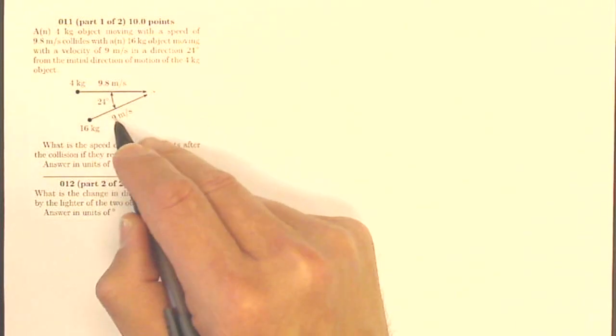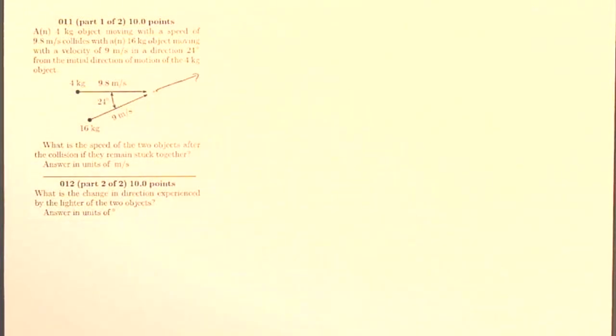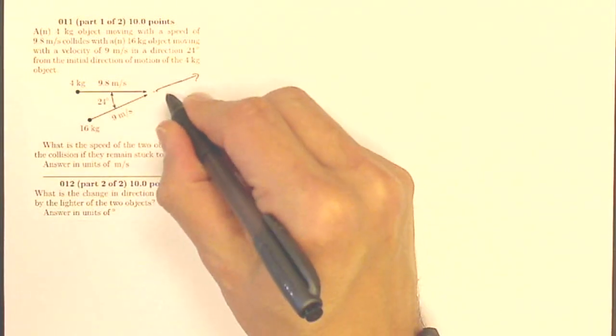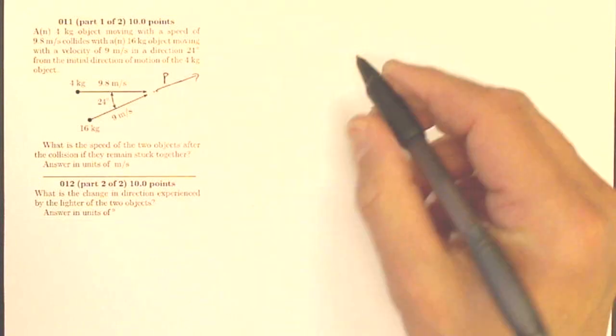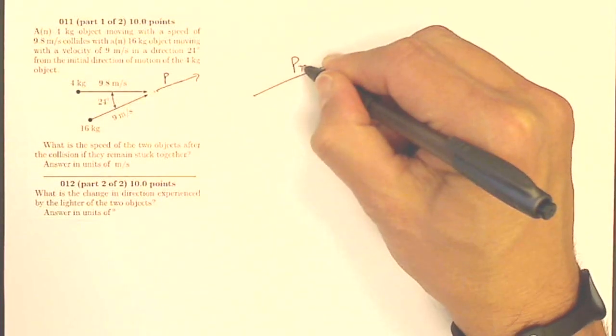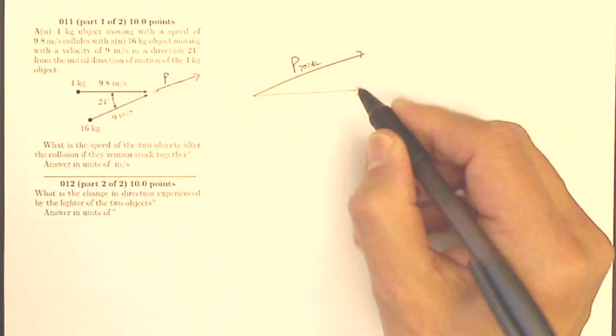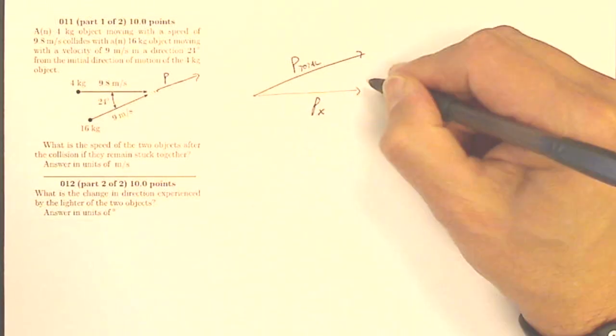So I've got some momentum here, and these are going to go off in some direction up here, stuck together. Well, I know that this one is going to have some momentum, so that's my momentum total. So let me draw that a little bit bigger. This total momentum is going to be made up of some x momentum and some y momentum.